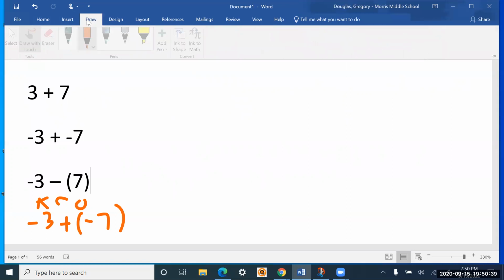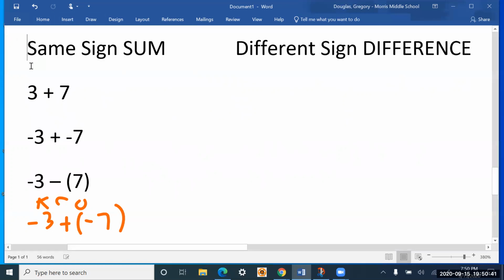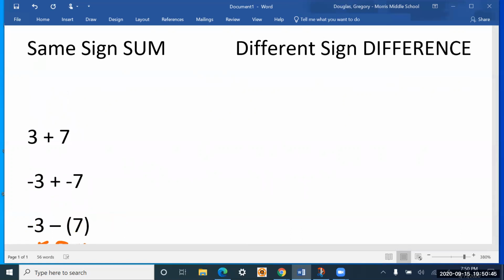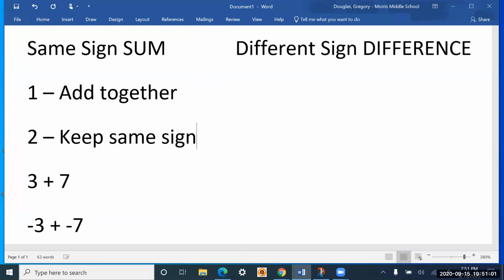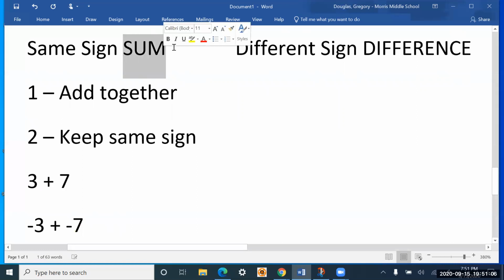Let's go back to cursor. Let's space this down a touch. So 1, add together, 2, keep same sign. So same sign sum. Sum means you're adding them together, okay? And you keep the same sign.